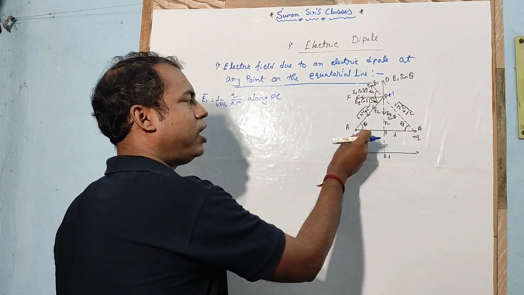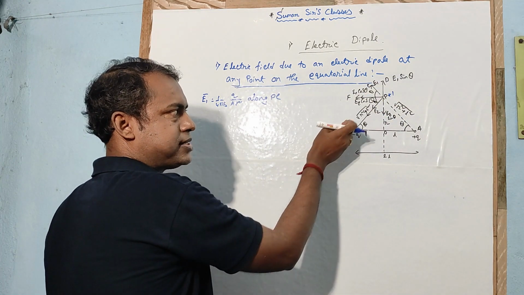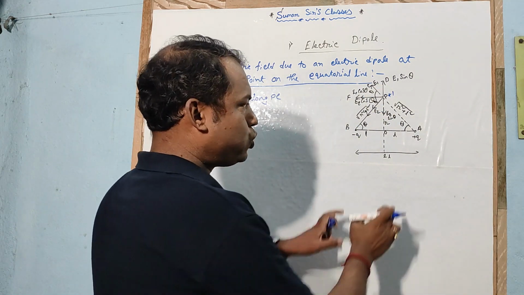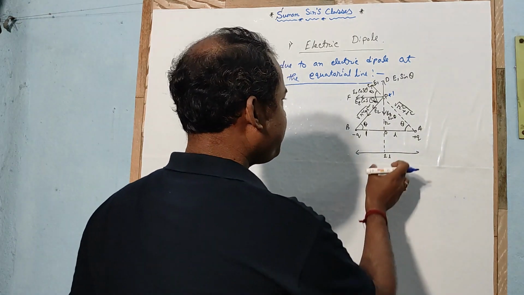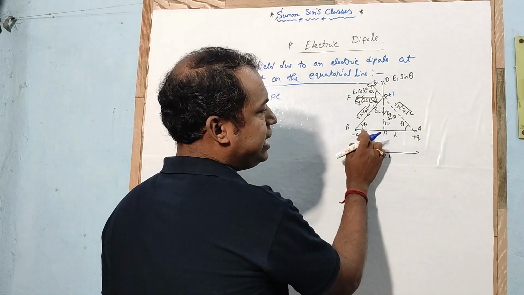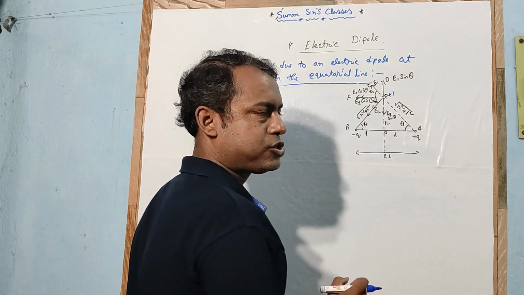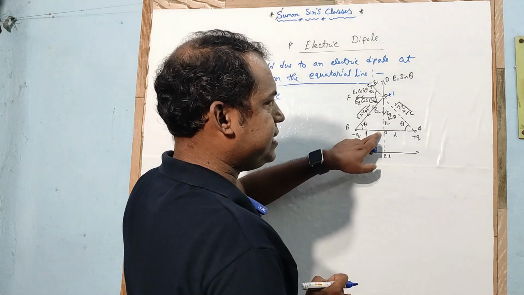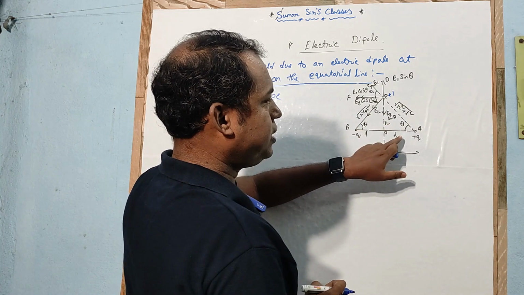And for the second one, for the minus Q charge, it is acting along the lower side. That is E2, along the direction of PB. The total distance of the dipole is 2l, that you know. So this equatorial line divides the dipole distance equally, this one is l, this one is l also. And the distance of P from the axis, we consider this one as small r. So this one r, this one l.